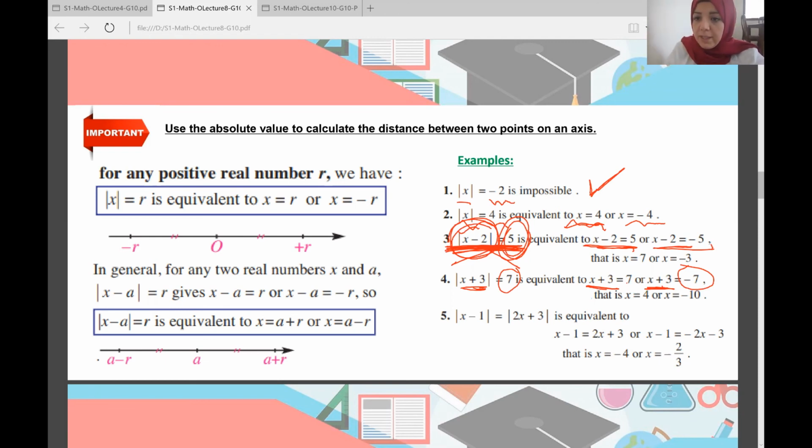Now, what if you have absolute equals absolute? The same thing. You keep the first absolute, which is x minus 1, as it is. The first time you take everything after the equal, which is absolute of x plus 3, as it is. The second time you put its opposite, which is minus 2x minus 3, and you solve. So for equations, it's very easy. You take two conditions. The first condition is you take everything the same. The second condition is you take the opposite of what we have after the equal.